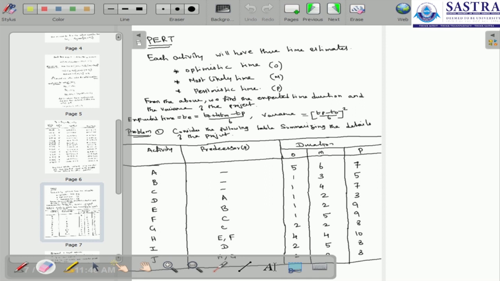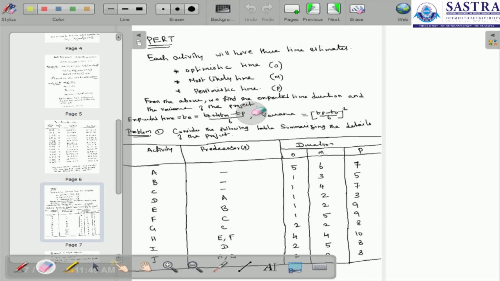For the expected time duration, we have the formula. Here it is TE, the expected time, which is equal to T naught plus 4 TM plus TP divided by 6, and the variance is equal to TP minus T naught divided by 6, the whole square. So this is the variance.